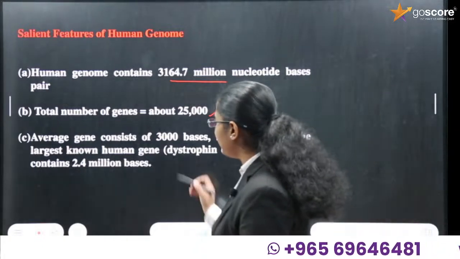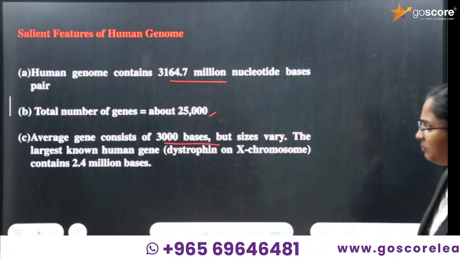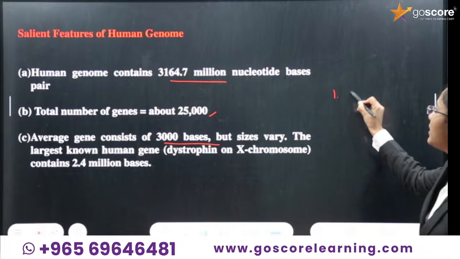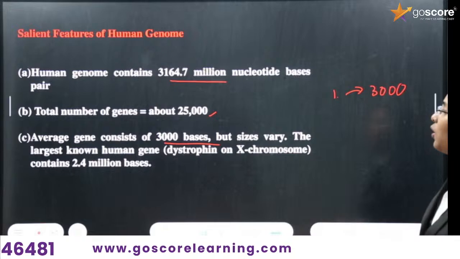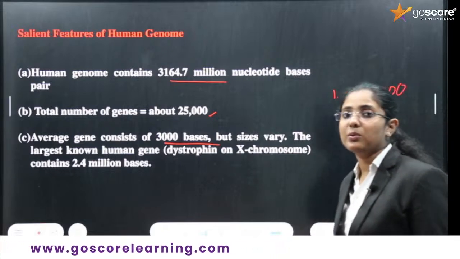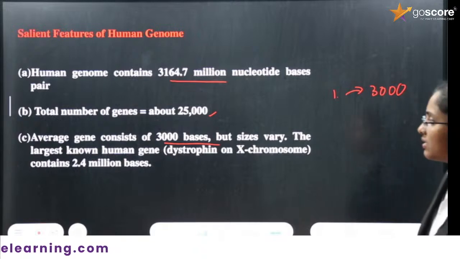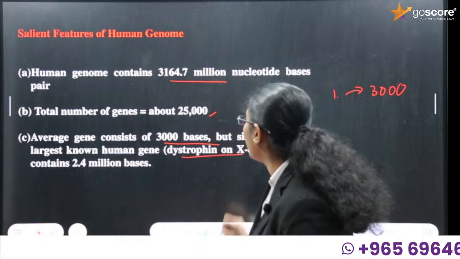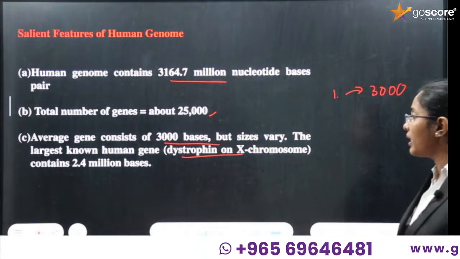Then see, the average gene is 3,000 bases. If you're considering one particular gene, one gene contains around 3,000 bases. And the size varies. The largest known human gene is dystrophin on the X chromosome, which contains 2.4 million base pairs.